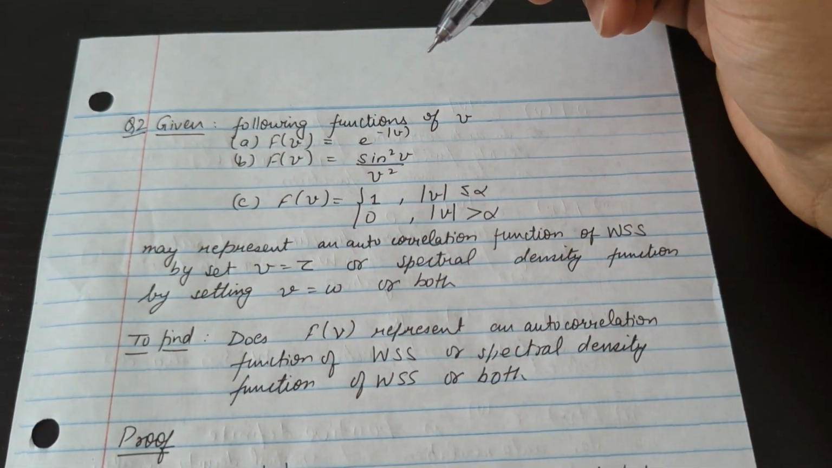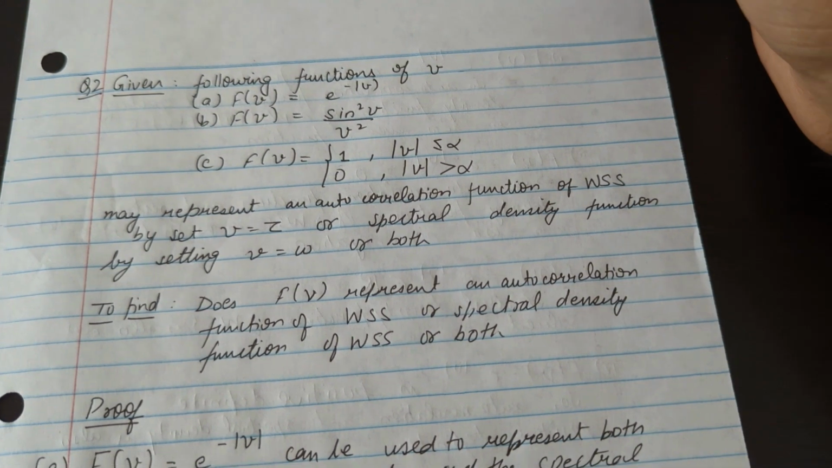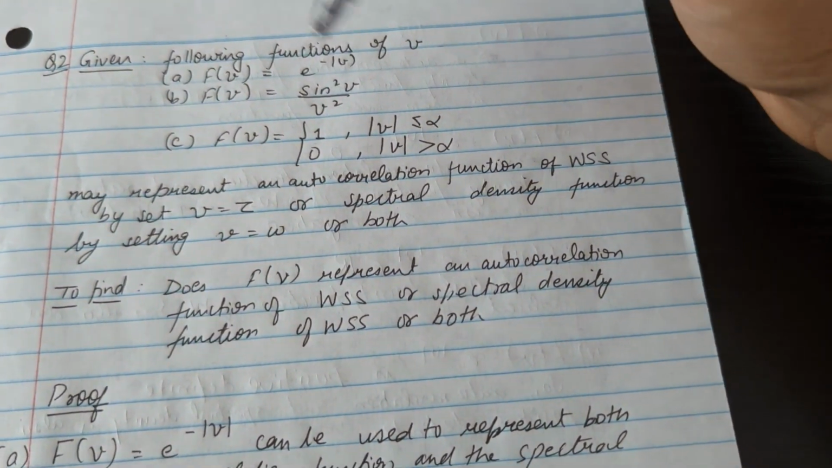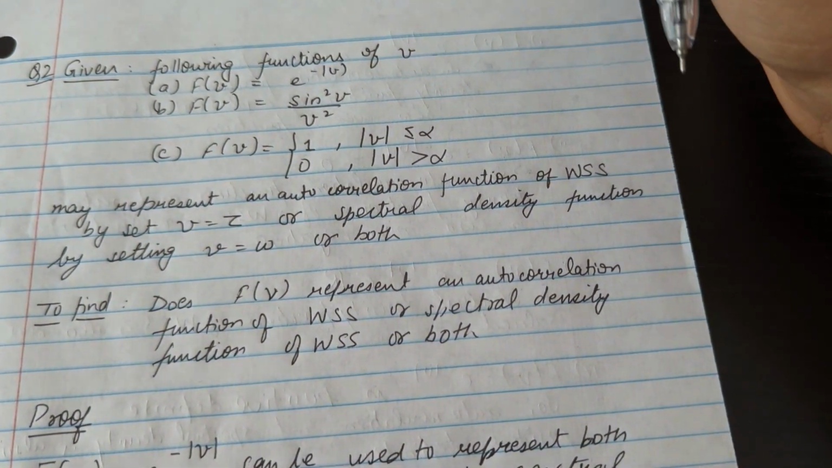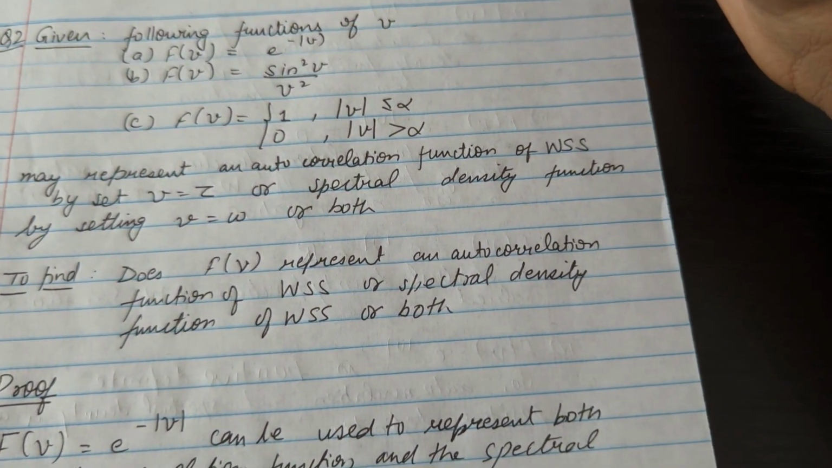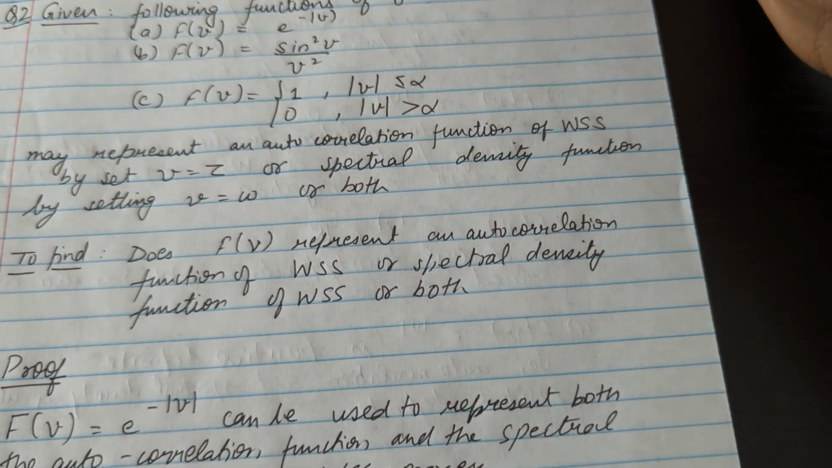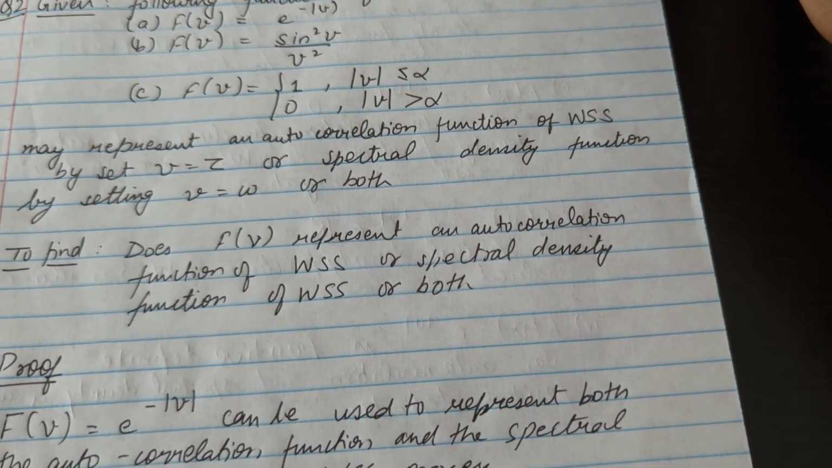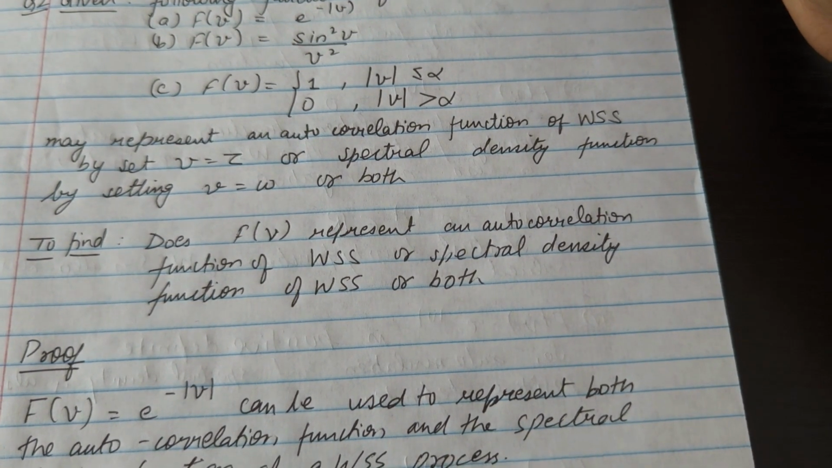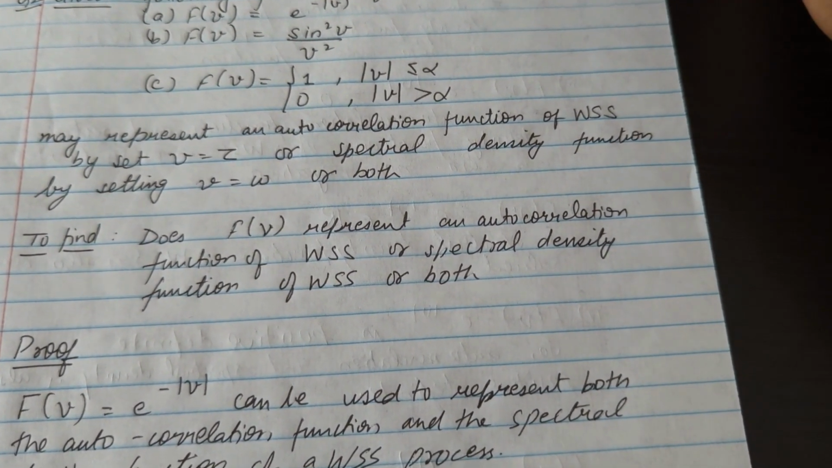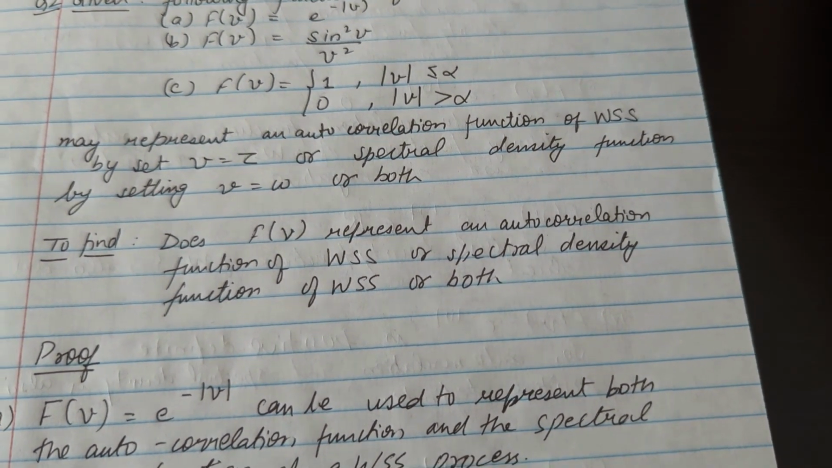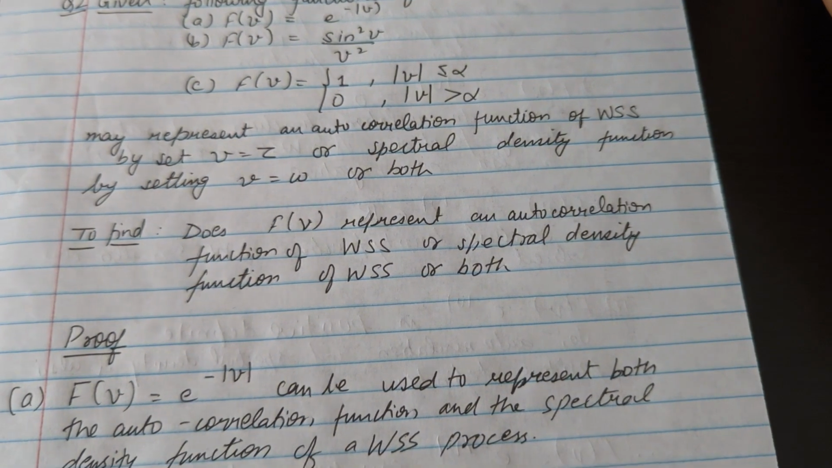Okay, so what have we been given for question number 2? We have been given three functions of v, where the first function is f(v) equals exponential of minus mod v. Second is sine square v by v square, and third is 1 if mod v is less than or equal to alpha, 0 if mod v is greater than alpha. Now f(v) may represent an autocorrelation function of a WSS process by setting v equals tau, or a spectral density function by setting v equals omega, or both.